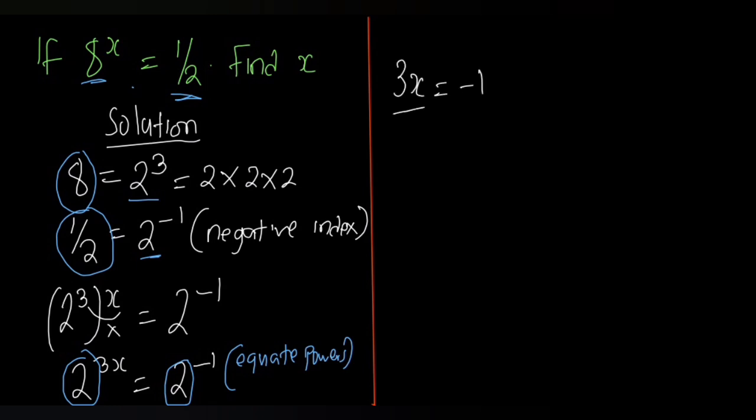We divide both sides by 3. I'll get our x as minus 1/3. So therefore, our x equals minus 1/3.